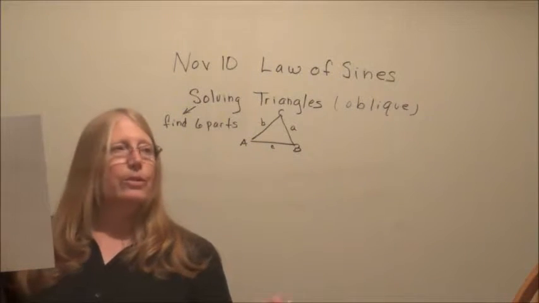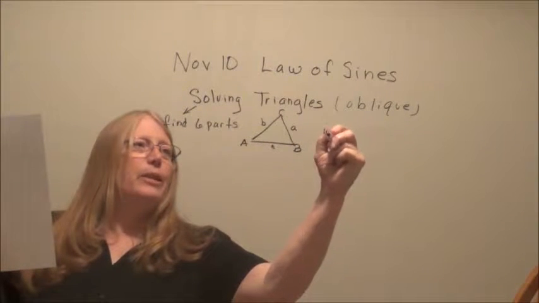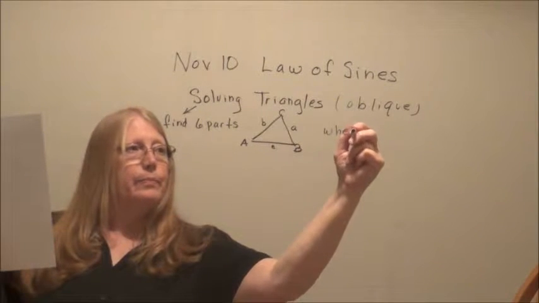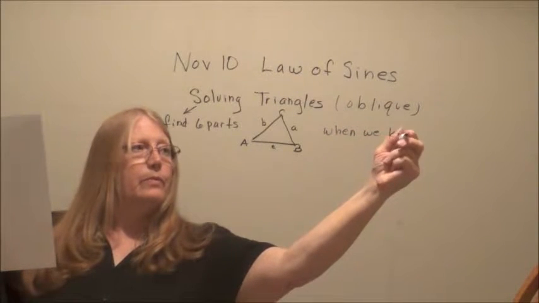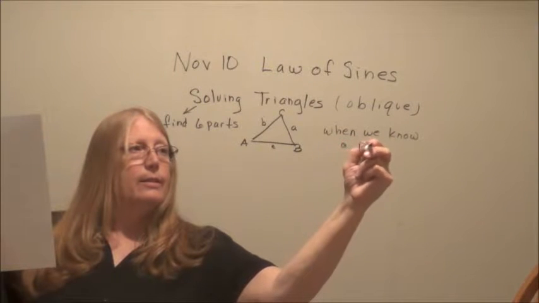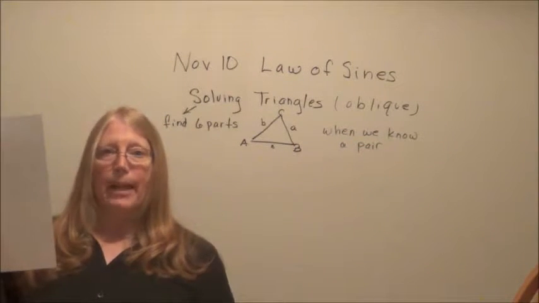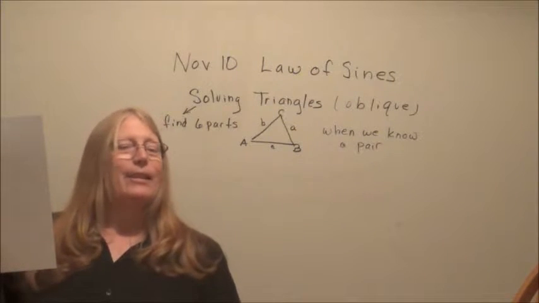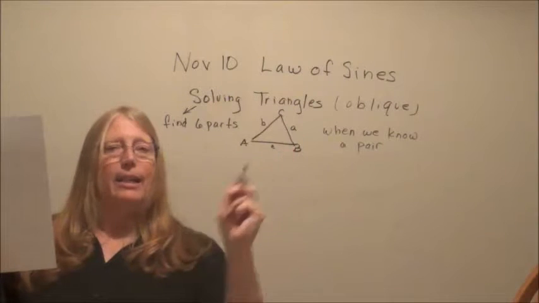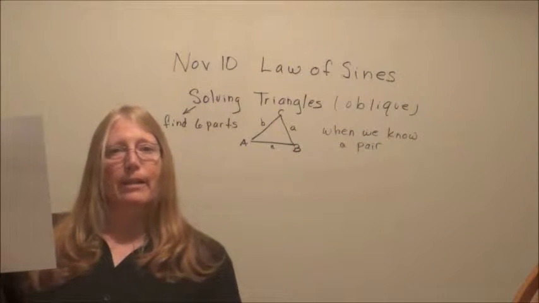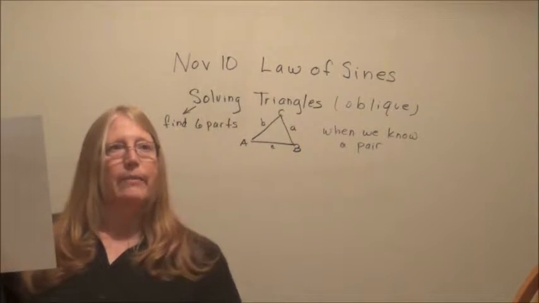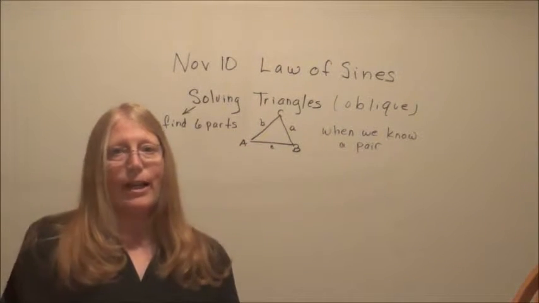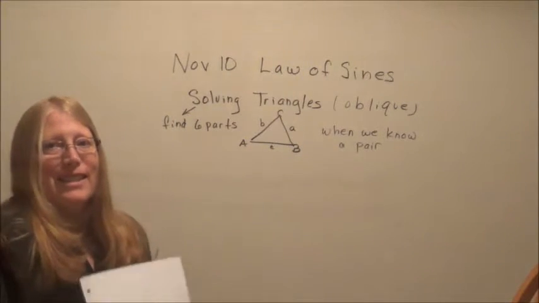We can use the law of sines when we know a pair. So what in the world is a pair? A pair is an angle and the side opposite. If you know one pair, you can use the law of sines to find the rest of the 4 parts. And that's called solving a triangle. Sort of like solving a mystery, isn't it?